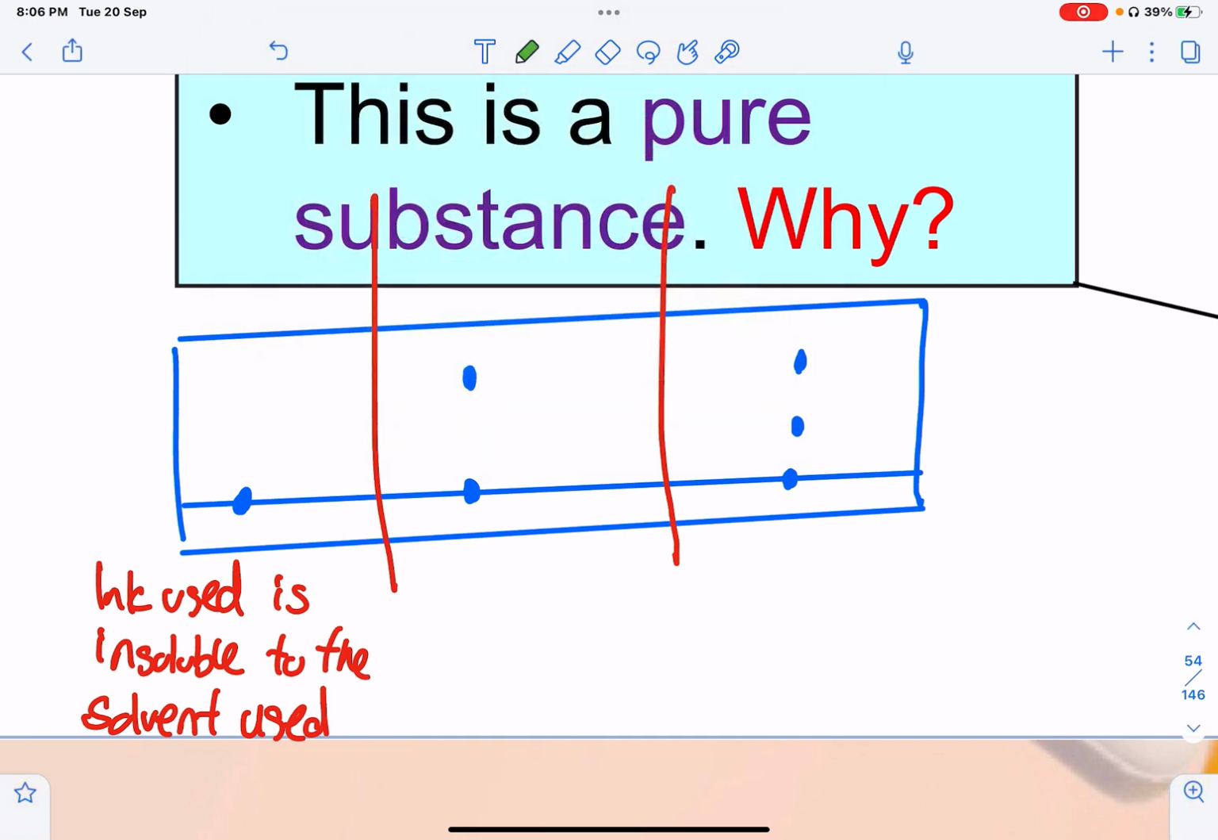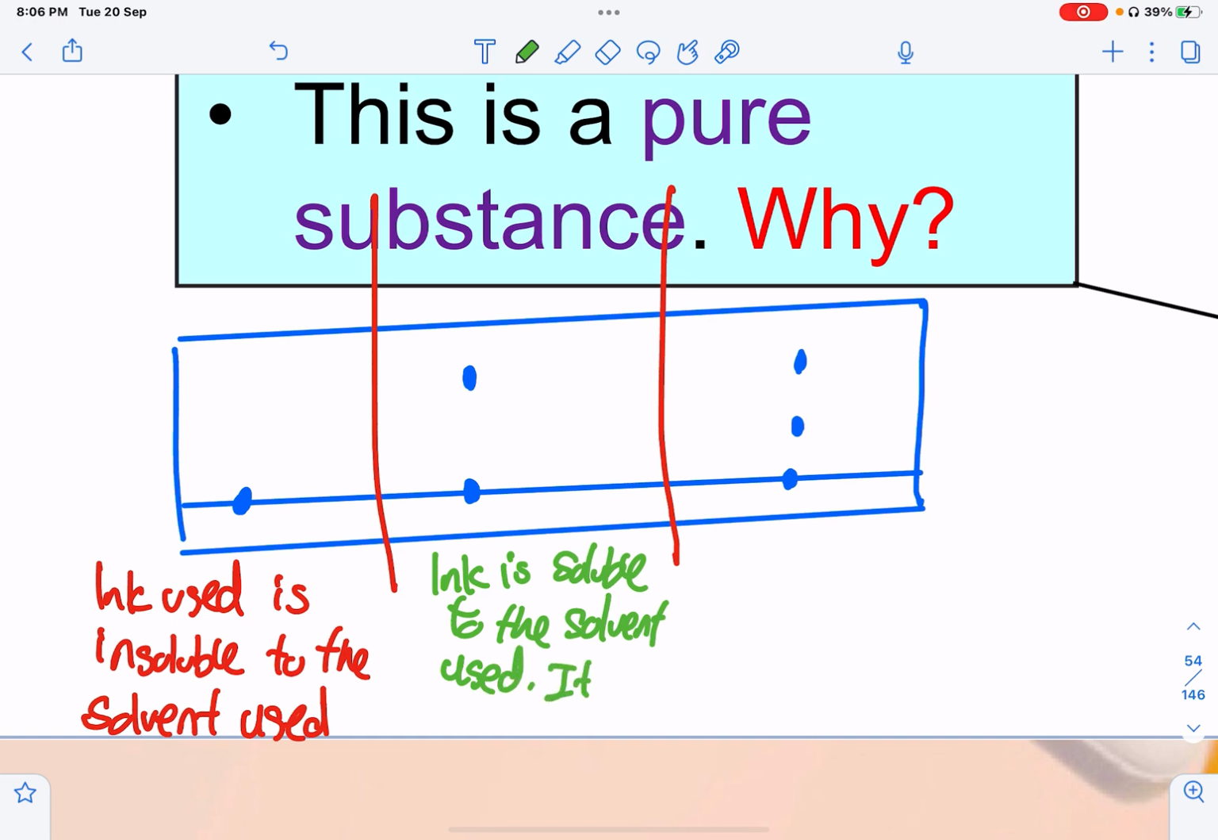If you happen to see ink actually move up, what happened is the second scenario, that the ink is soluble to the solvent used. It is a pure substance. That's why you only see one component moving up. Of course, the component on the starting line is not counted.